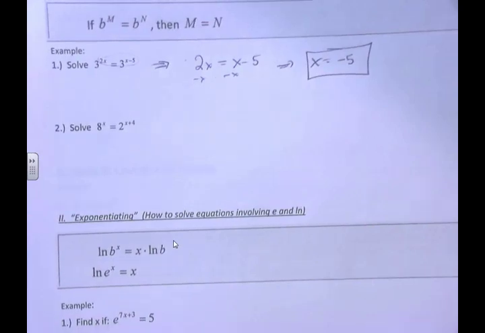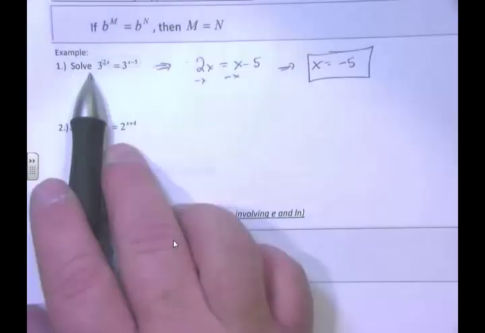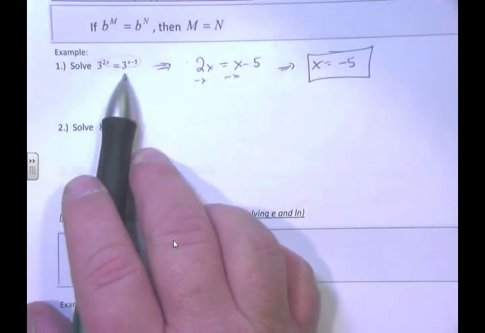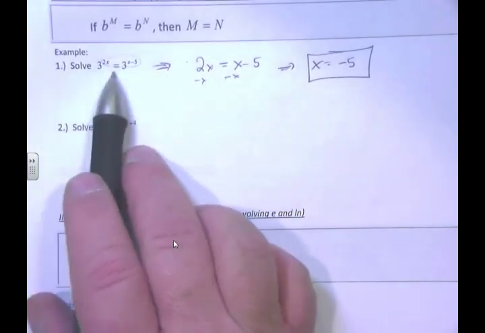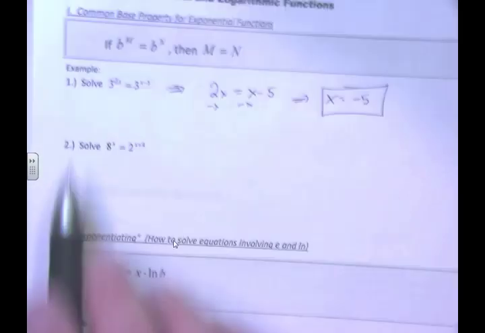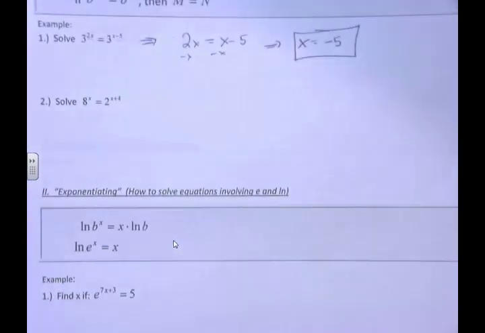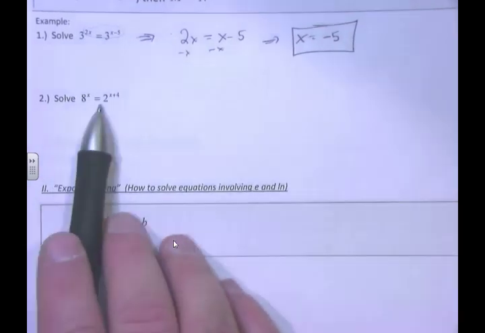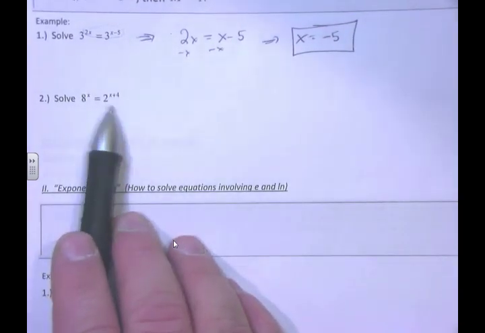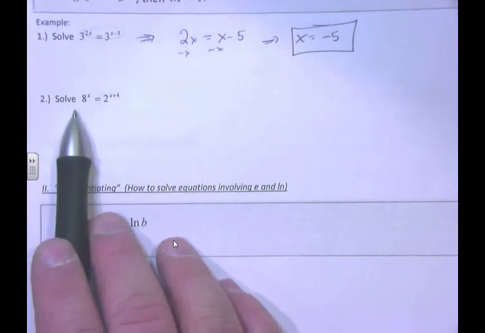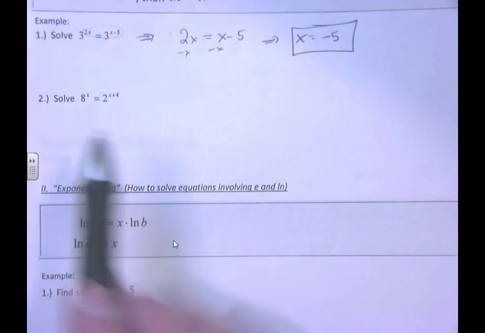But that one was kind of in your face and obvious. See, 3 raised to the 2x equals 3 raised to the x minus 5. The bases are exactly the same. Pretty obvious. What about something like this? I've got 8 raised to the x is equal to 2 raised to the x plus 4. These two bases are not the same. One's a base 2, the other one's a base 8. But what exactly is 8? Here's the trick. 2 cubed.